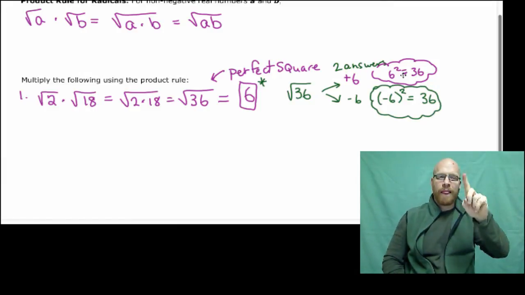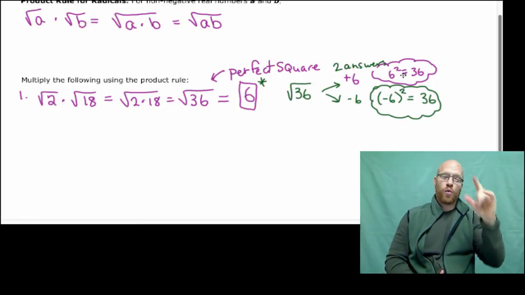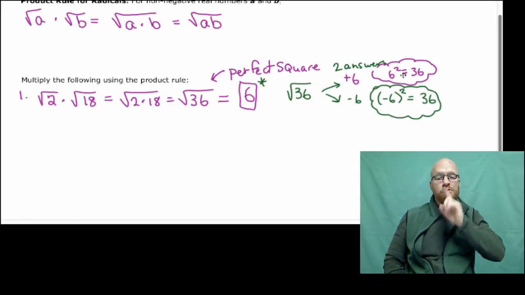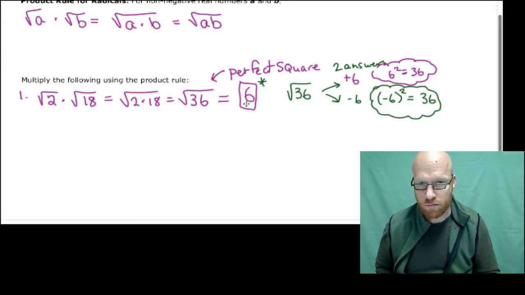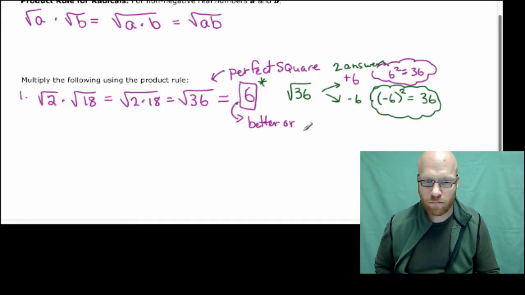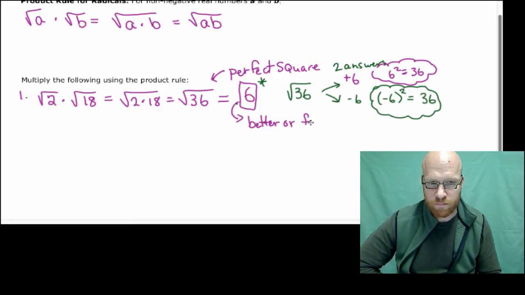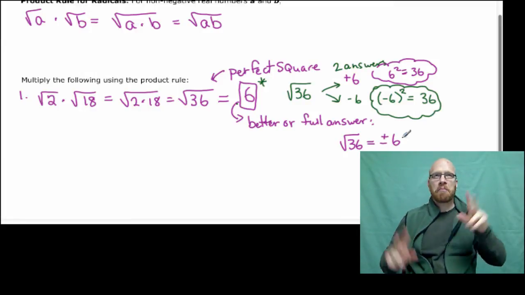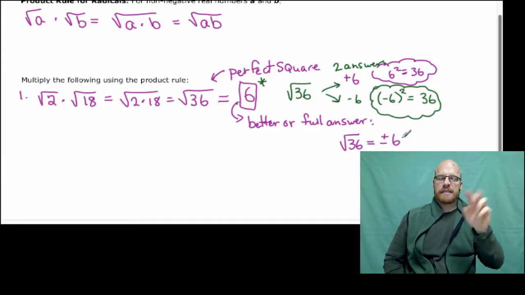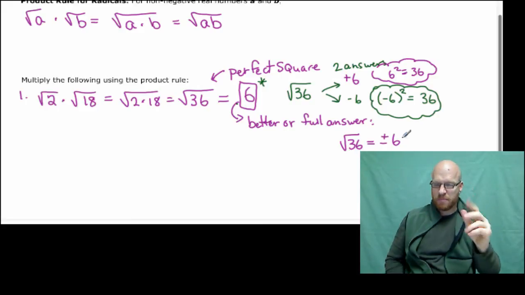So when you see the radical symbol, think of it this way. Negative 6 squared is 36. So we tend to write the answer to the square root of 36 as plus or minus 6. That's the correct answer. The square root of 36 is equal to plus or minus 6. Positive 6 and negative 6. See, it can be plus or minus. All right? And that's the answer for that one. Now, our next example.